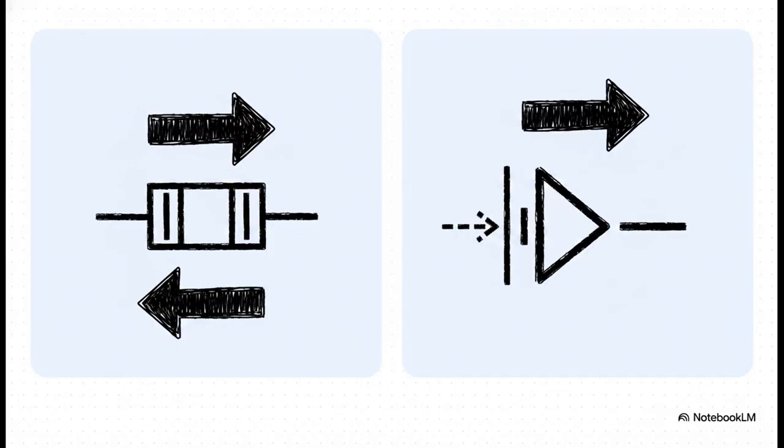Then we've got the concept of directionality. A bilateral element, like your standard resistor, honestly doesn't care which way the current flows. It behaves exactly the same whether the traffic is moving left or right.